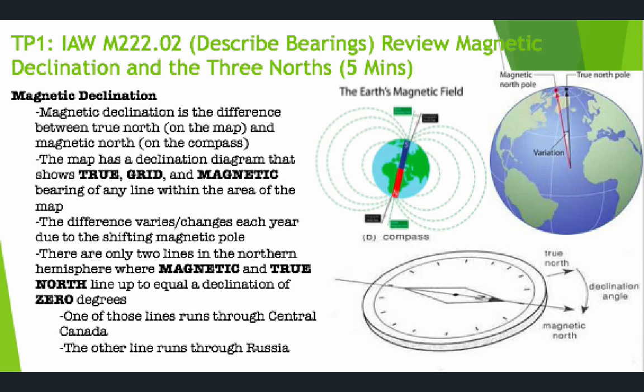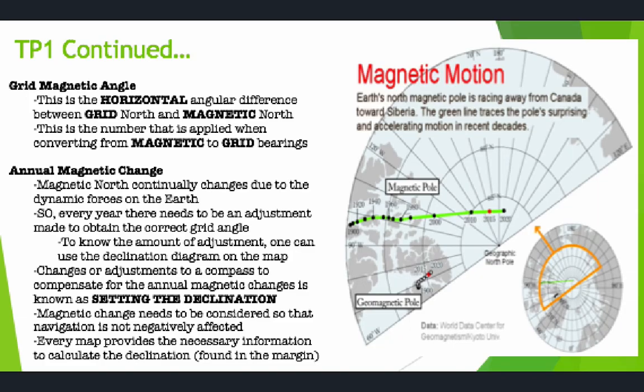Further, there are only 2 lines in the northern hemisphere where magnetic and true north line up to equal a declination of 0 degrees. One of those lines runs through central Canada, while the other line runs through Russia. Continuing on with teaching point 1. Grid magnetic angle. This is the horizontal angular difference between grid north and magnetic north. This is also the number that is applied when converting from magnetic to grid bearings.